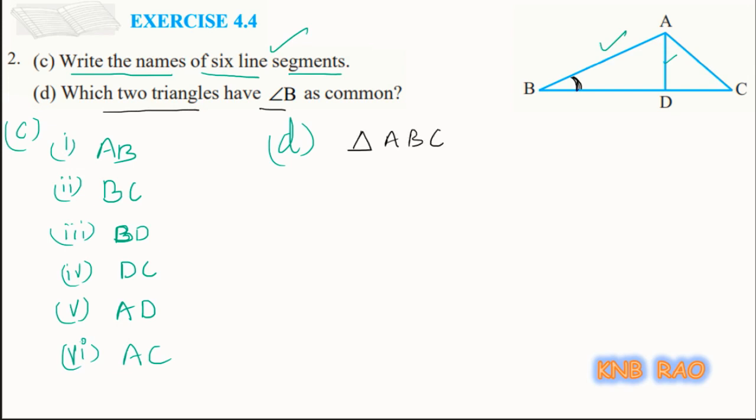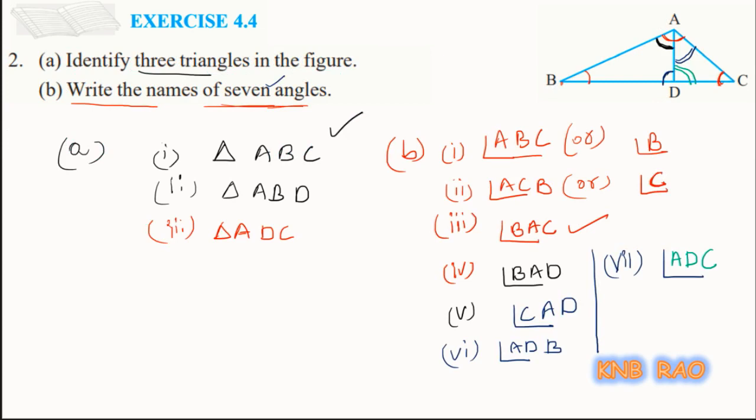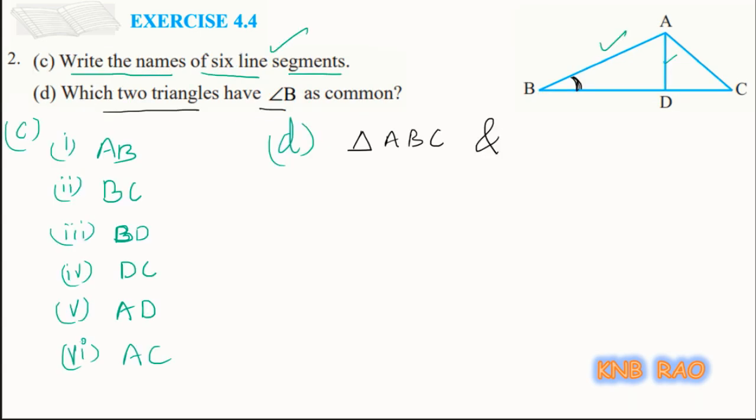So triangle ABC. Another, you wrote in the previous sub question A, identify 3 triangles. In that, triangle ABC has got a letter B and triangle ABD has got a letter B. So only these 2 triangles can be the triangles, right? So we will write that triangle ABC and triangle ABD have angle B as common. So that's how we solve this question. So with this, children, exercise 4.4 gets over.